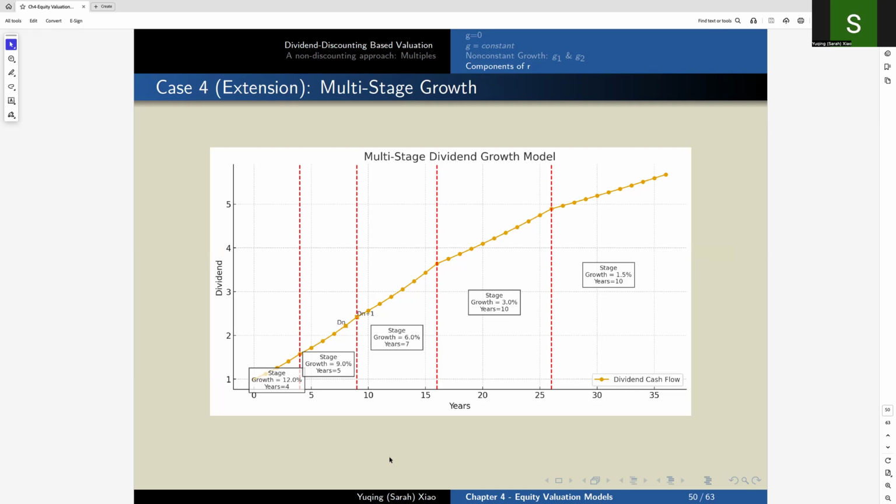Finally, let's note that we can extend the two-stage model to multiple stages. For example, a company might grow at 12% for the first 5 years.